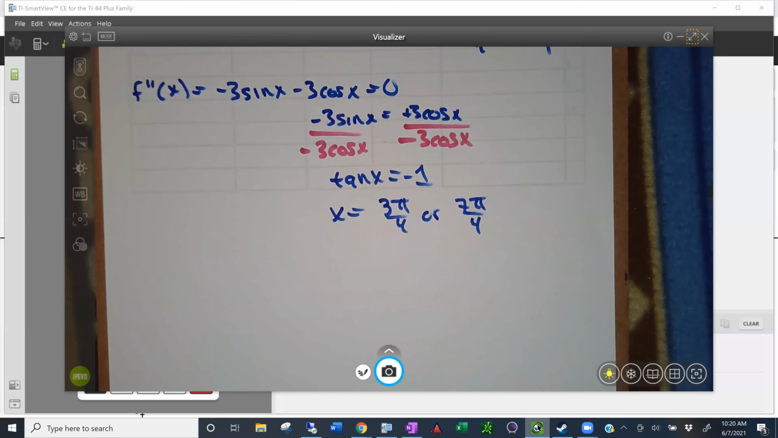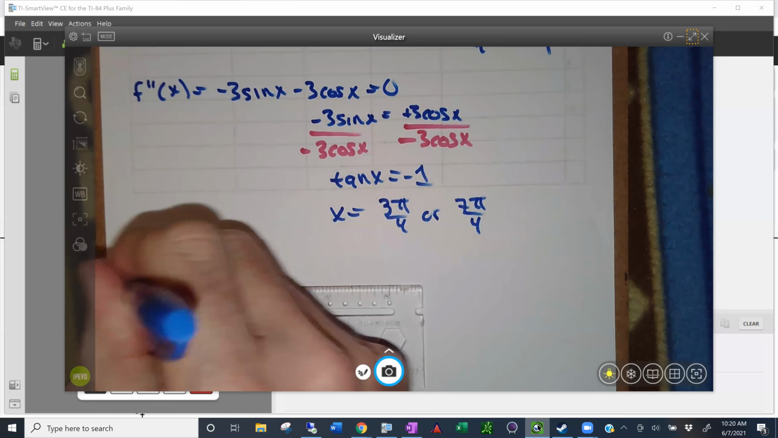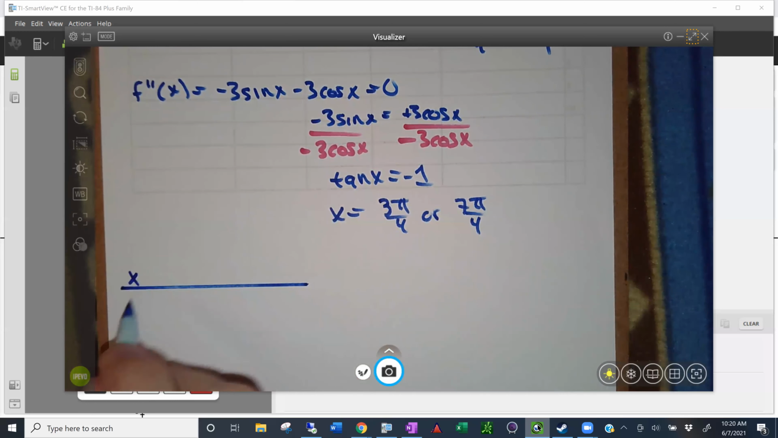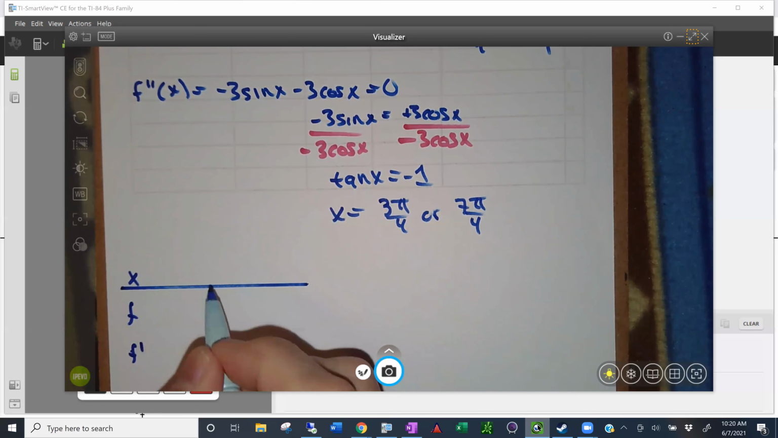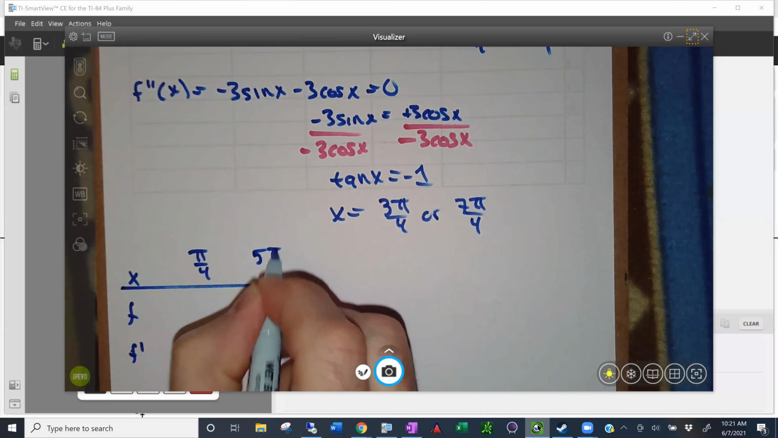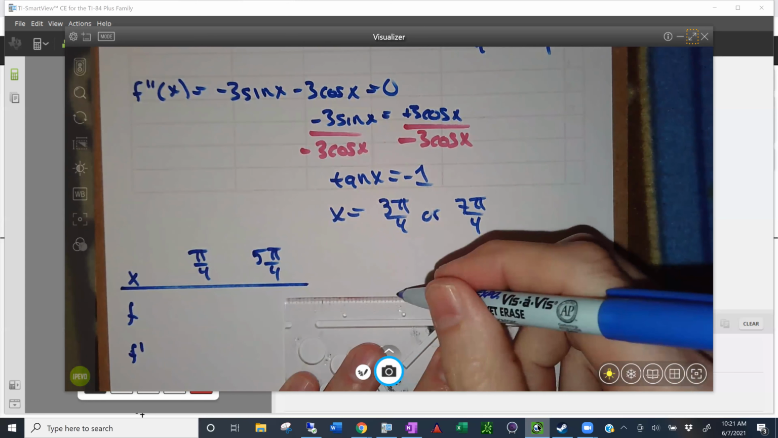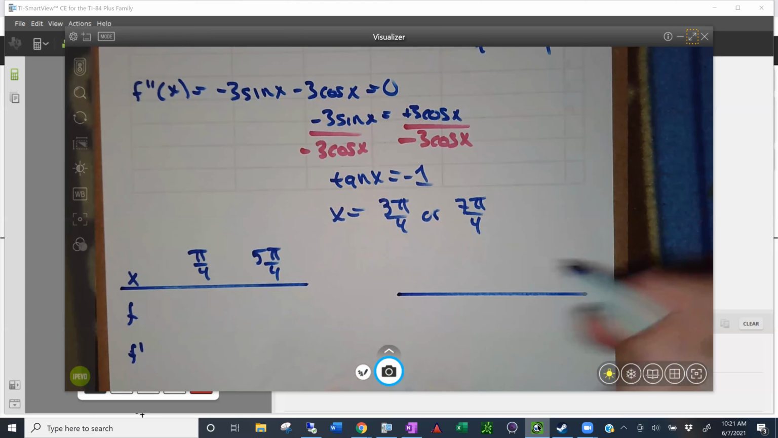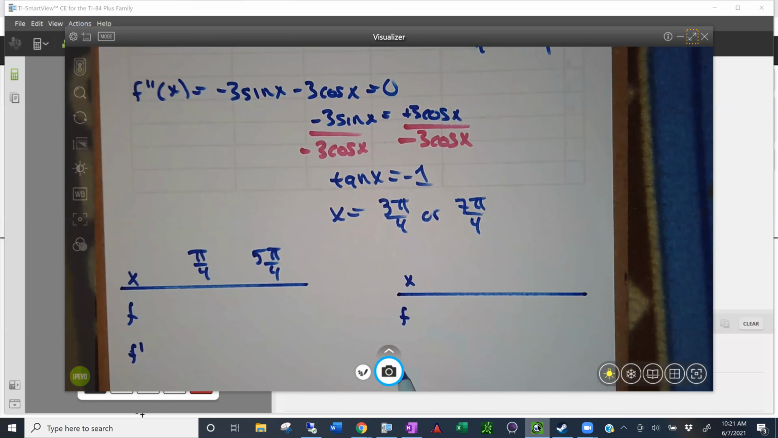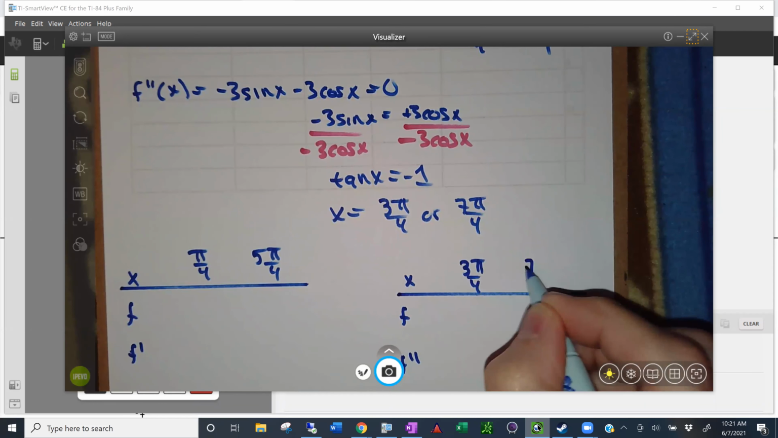The rest of this is just testing some points, making sure that the mins and maxes are what you would guess them to be. So let's do a little table like we've done with the rest of our problems. X, F, and F prime. Then let's see, pi over 4 and 5 pi over 4. Likewise, let me do a little table over here for the second derivative. X, F, F double prime, 3 pi over 4 and 7 pi over 4.